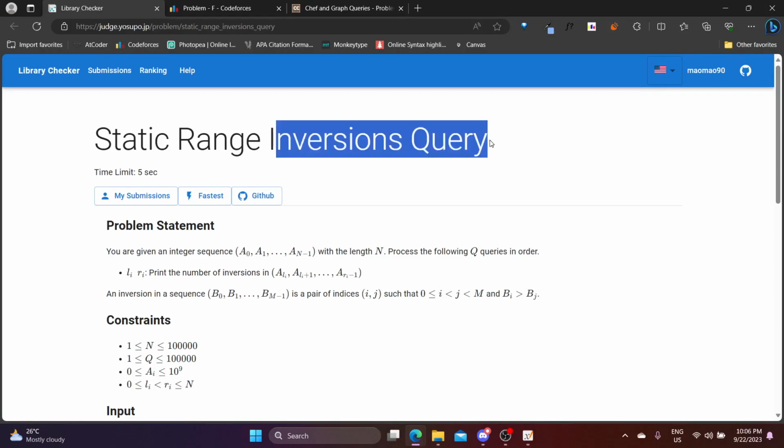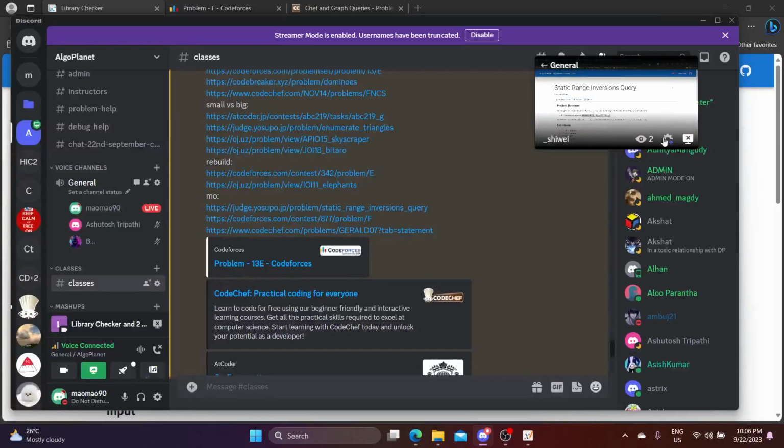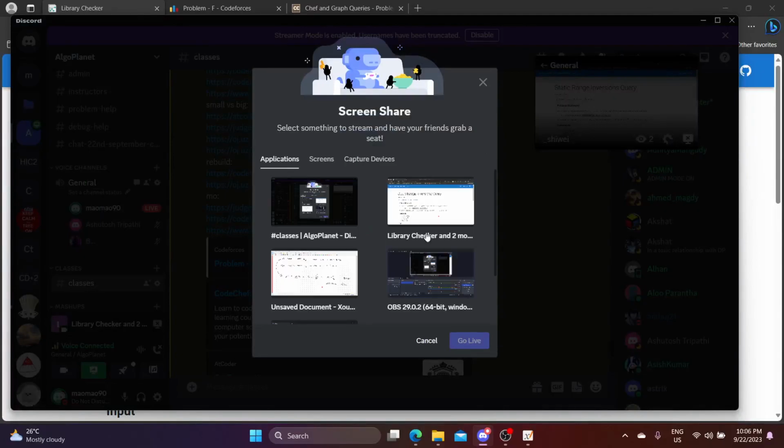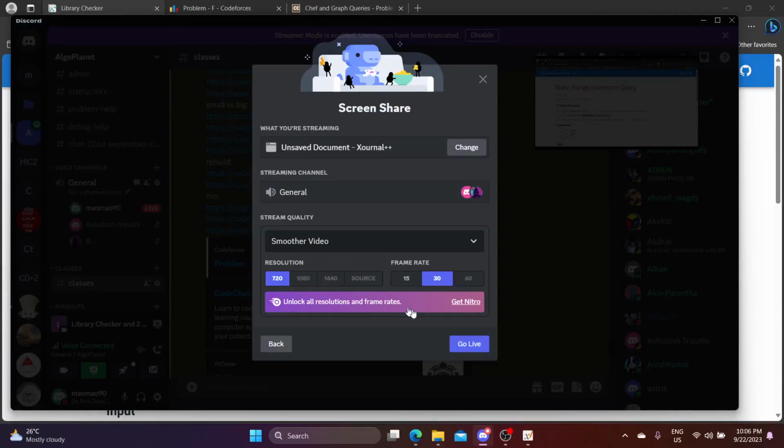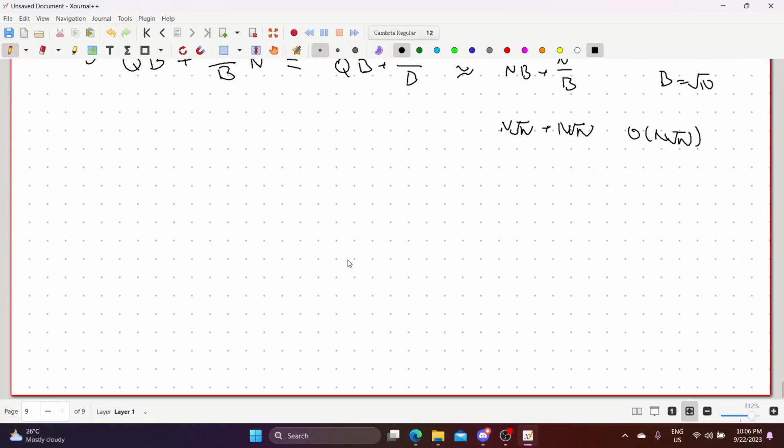Static range inversion query. You just want to print the number of inversions from L to R. Normally, if we want to find the inversions, what we do is keep a Fenwick tree, a binary indexed tree. Let's say we have 3, 1, 4, 1, 5.